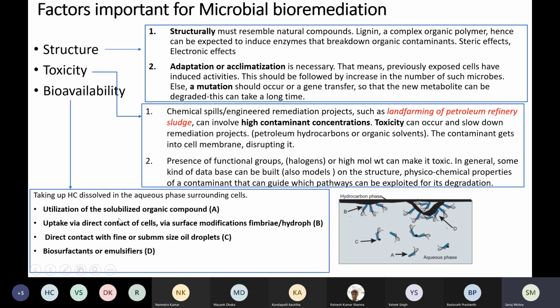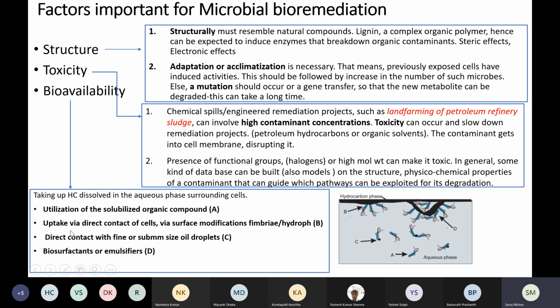There are four ways that the hydrocarbons can be taken up by the microorganisms, which are shown in this picture, and all the points are explained here. The first is utilization of the solubilized organic compound. The blue thing represents a bacterium, and these are the flagella, the filamentous structures which bacteria use to migrate through water. Many of these, whether it is methane, propane or whatever, have limited solubility in water. If they are solubilized in water, then the microbes can directly take them up from the aqueous phase.